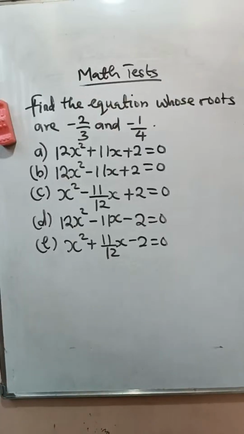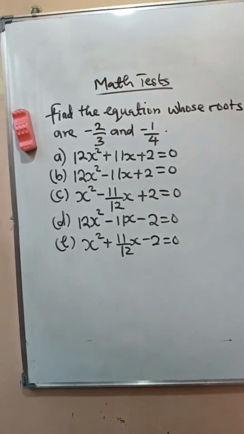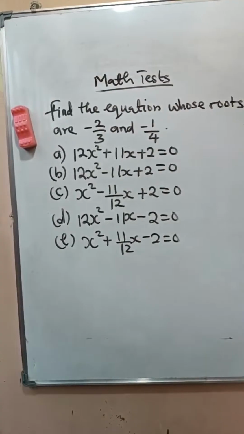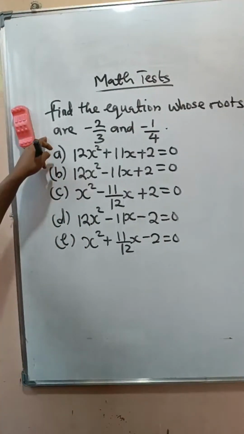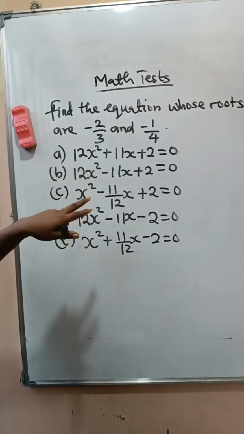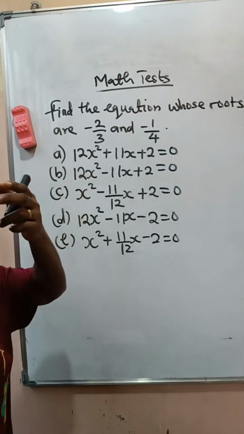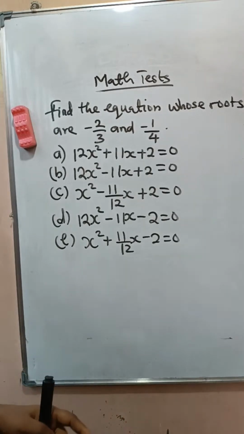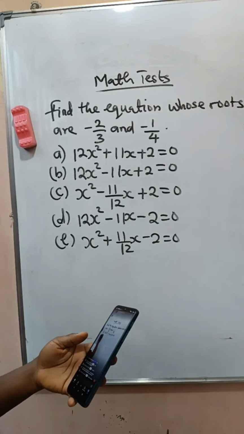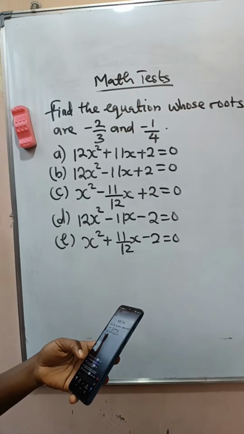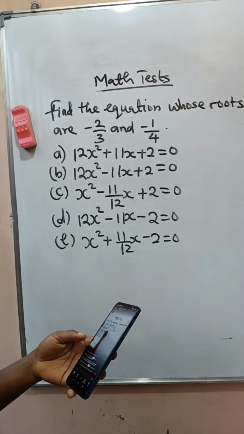Okay. Oh, you cannot see that. Whose roots are, okay, you can see it. Whose roots are minus 2 over 3 and minus 1 over 4. So, Jugu is saying the answer is A. Okay, Priya is asking a question.